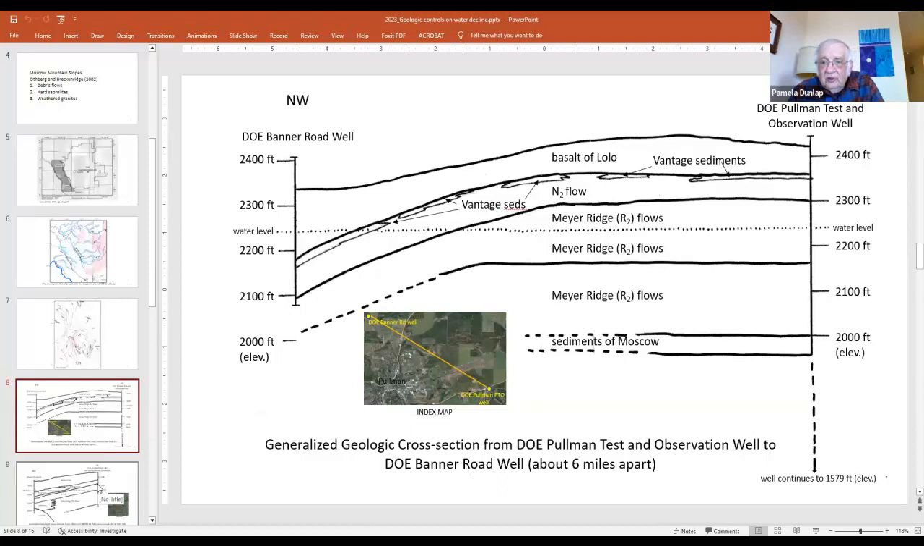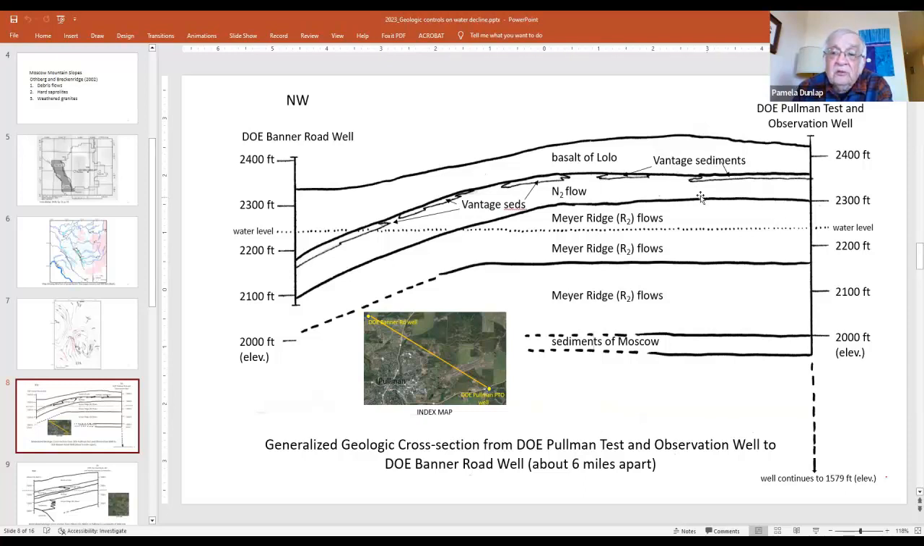This cross section is not as pretty as some of mine in the past, but I think it can show the same information that I'd like to get across. It's about 6 miles between those two wells. The DOE Pullman observation well is off on the right. The DOE Banner Road well is off on the left. And since I had to draw a sort of a squinched cross section, these slopes you see over here between the contacts are a lot steeper than they are in real life, but they help us illustrate what's going on.